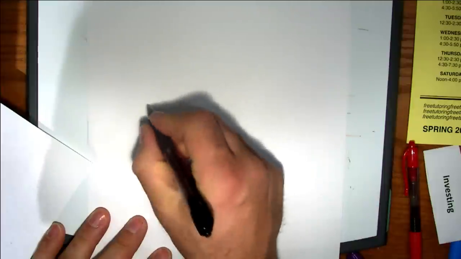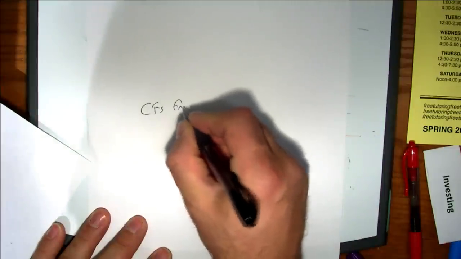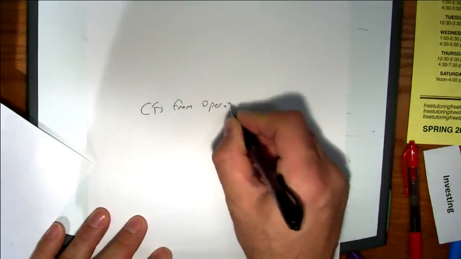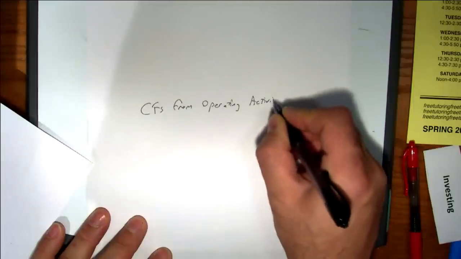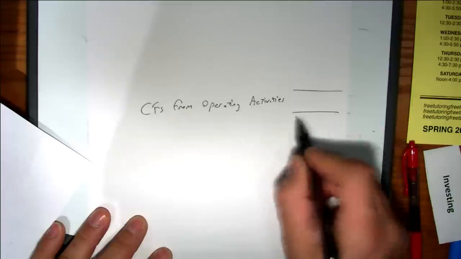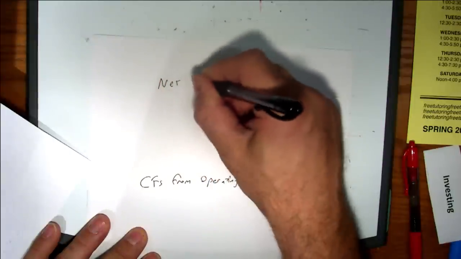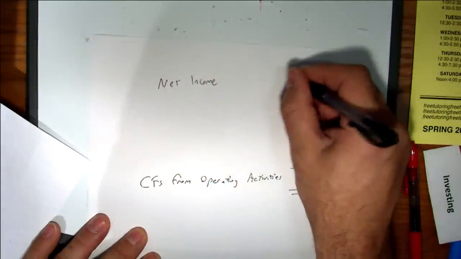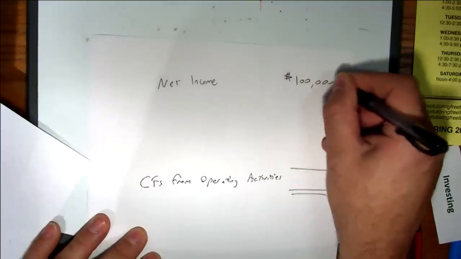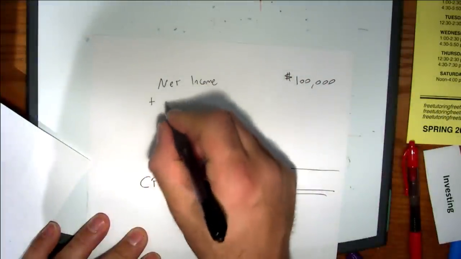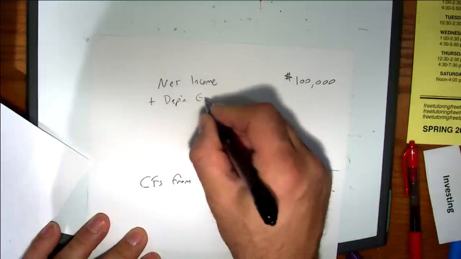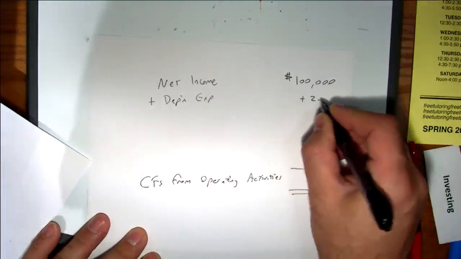Understand? So what we have to do, we want to calculate our cash flows from operating activities. Okay? We want to come up with that number. Well, what we're going to have to do in this case is take the net income. And in this case, how much was the net income? $100,000. And we're going to have to add back this depreciation expense of $2,000.